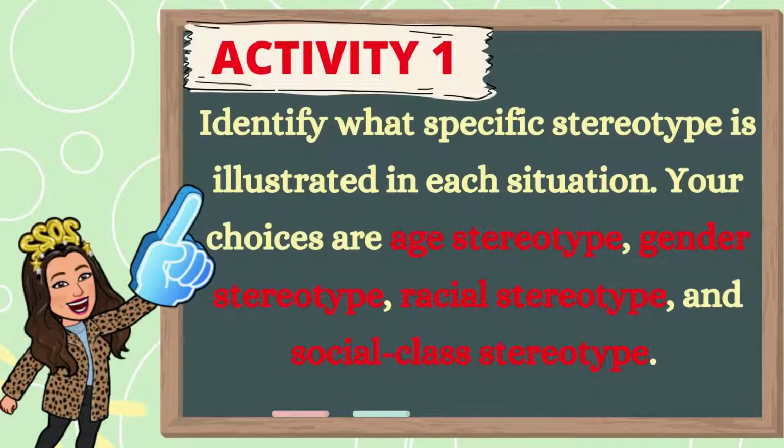For our activity number one, identify what specific stereotype is illustrated in each situation. Your choices are age stereotype, gender stereotype, racial stereotype, and social class stereotype. Write your answers in your English notebook. Choices can be used more than once. If you think you would need more time to answer this activity, just pause the video in between each item. Let us begin.